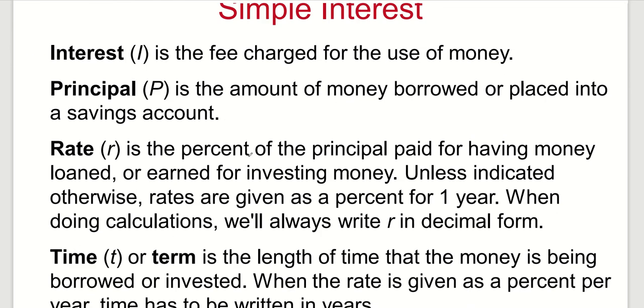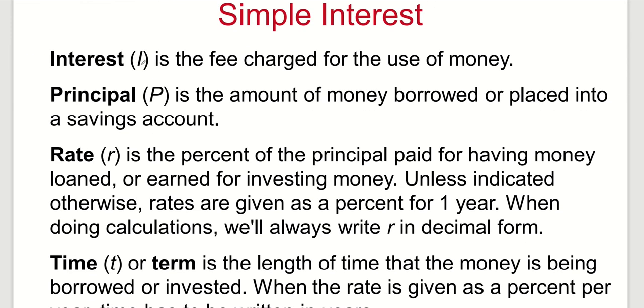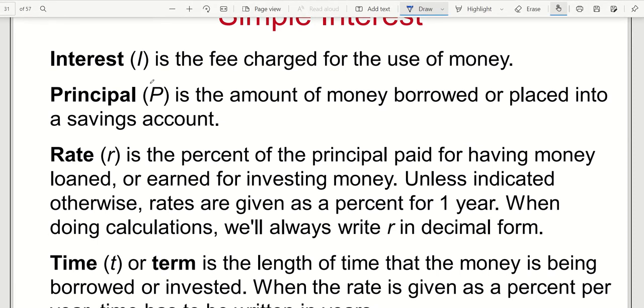The key ingredients that we are going to be dealing with are obviously interest. This is going to be the fee. We're going to use the variable I for that. P denotes what's called the principal. That is the amount that is borrowed or placed into the account. So you can think of that as kind of like your initial amount.